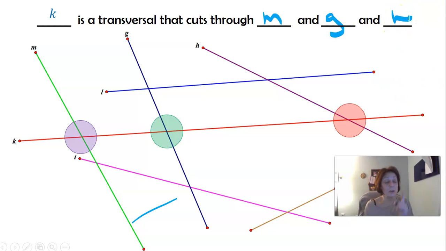Okay, so if you're going to call something a transversal, you need to be prepared to answer 2 questions. What lines did it cut through? And you better have at least 2. And where are the angle clusters that it created? I want you to be able to mark them off. So tomorrow we're going to be in Desmos and we're going to do some color coding to make angle clusters.